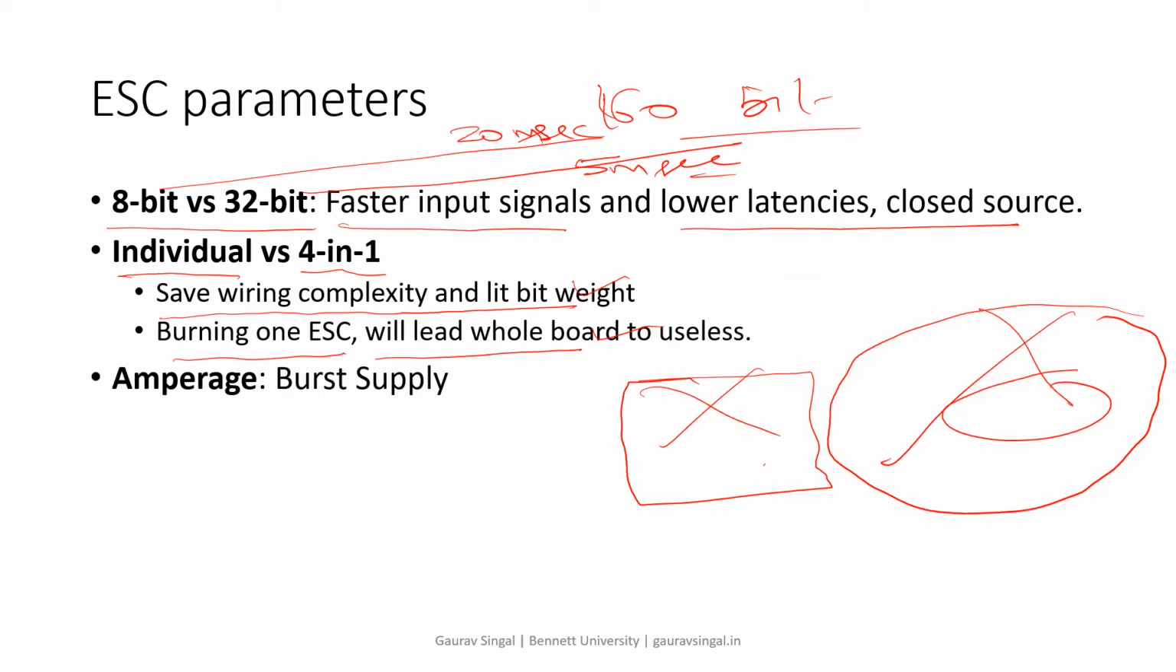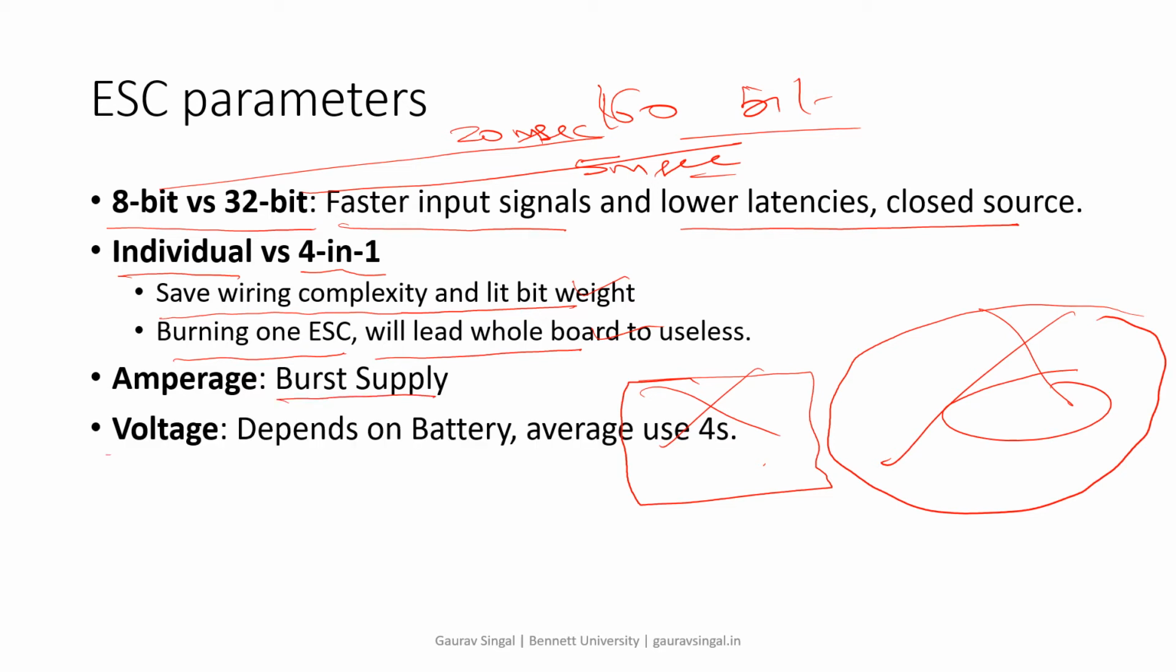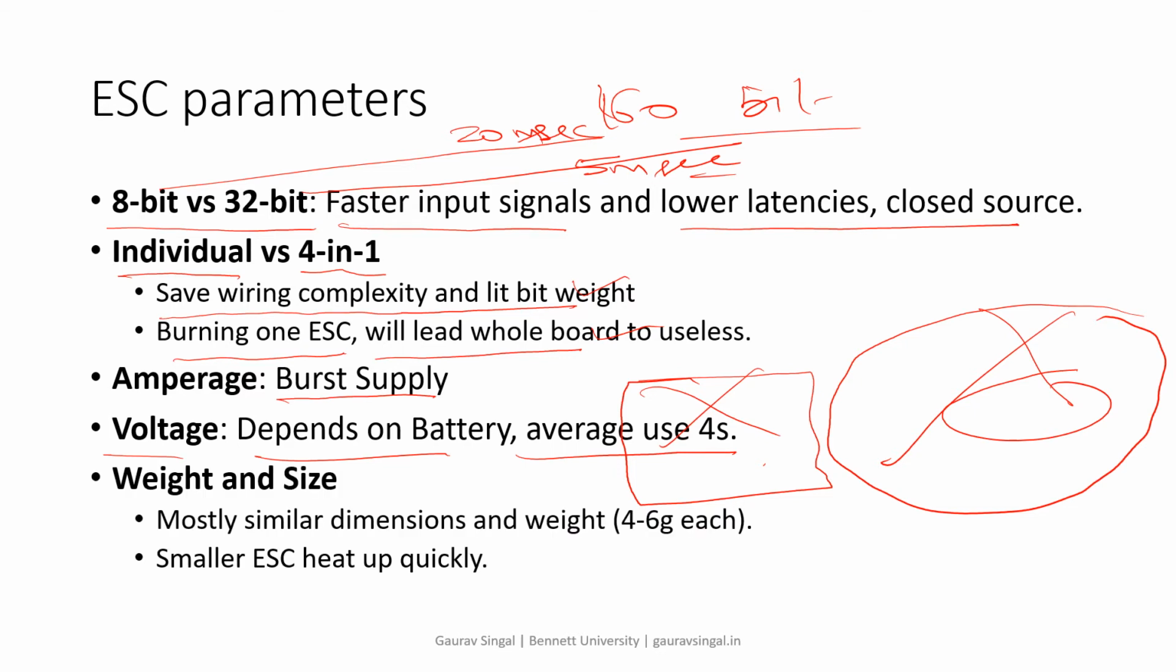Again, ampere. We can say bus supply is required. Voltage is dependent on the battery. Average use is 4S. I told you the battery can be 3S, 4S, 2S. Generally we are using a 4S battery. Weight and size: mostly similar dimensions and weights exist in the market. You can see the smaller one is about the same as a pen drive. It's 4 to 6 grams each.